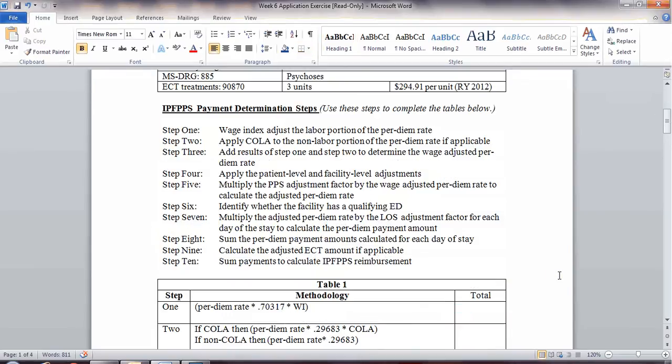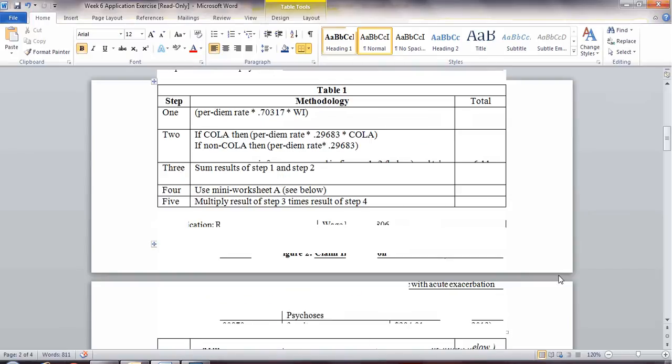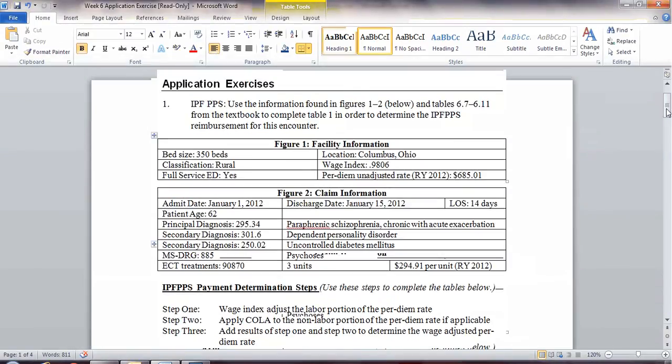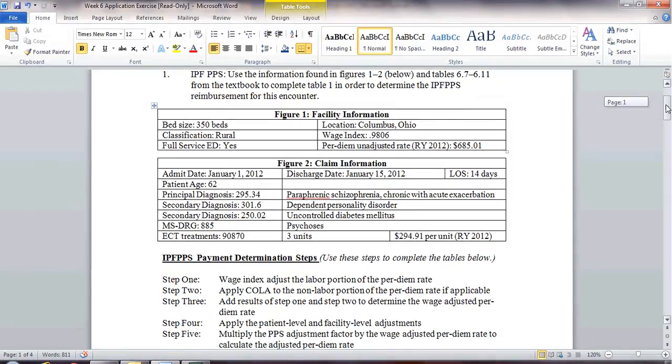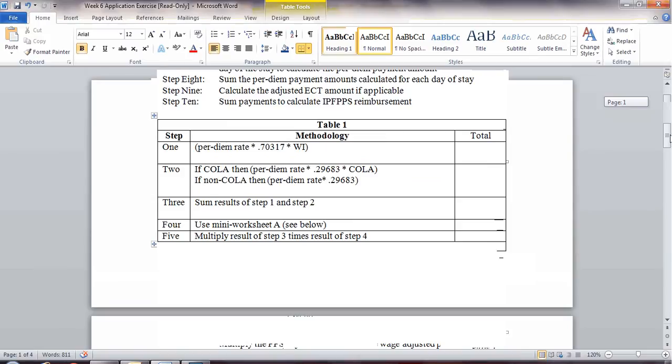So for step 1, we are asked to take our per diem rate and multiply it by our given factor here and the wage index. Well, up in Figure 1, we're actually given those two, the wage index and the per diem unadjusted rate. We're given those factors. So to perform this calculation, you're going to plug those numbers in and multiply also your given factor here to come up with your total amount for step 1.